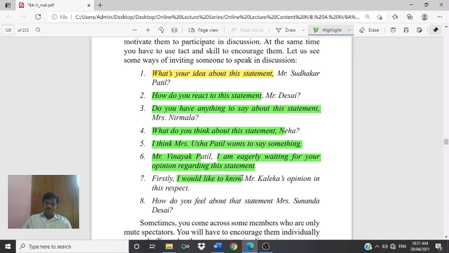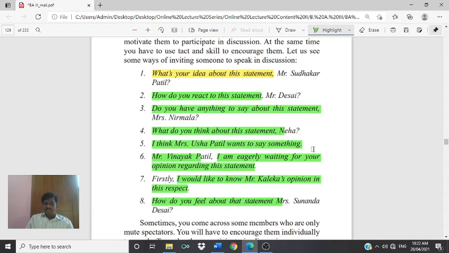Firstly, I would like to know Mr. Kalik's opinion in this respect, or how do you feel about the statement, Mrs. Sunanda Desai? So you can see all these statements. What is your idea about this statement? How do you react to this statement, or do you have anything to say about this? All these are general things where you directly ask others to express their views. But I think Mrs. Usha Patil wants to say something. This is a tactful behavior of a leader to motivate his participants.